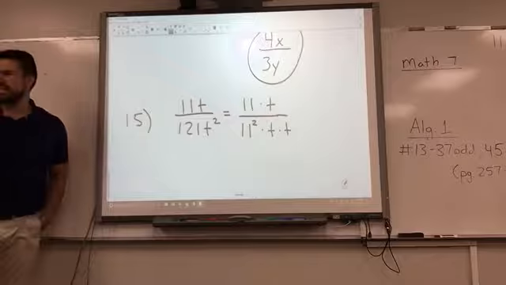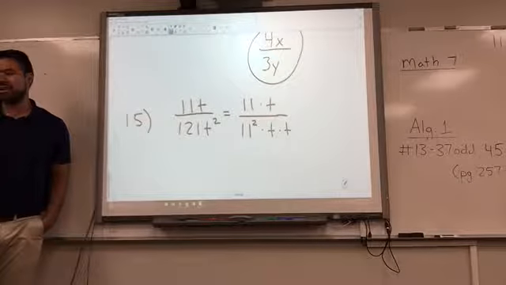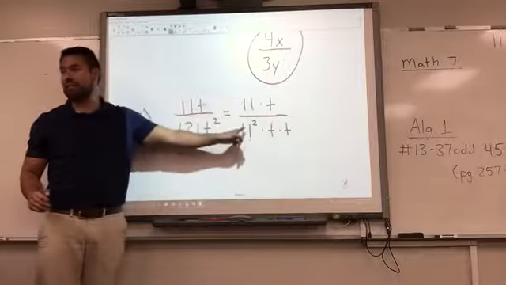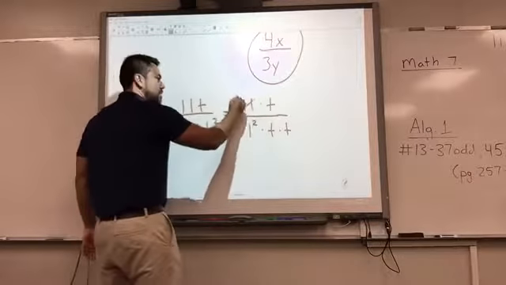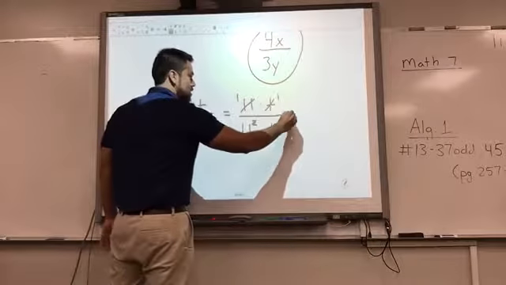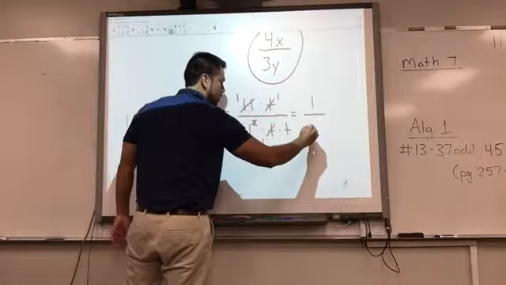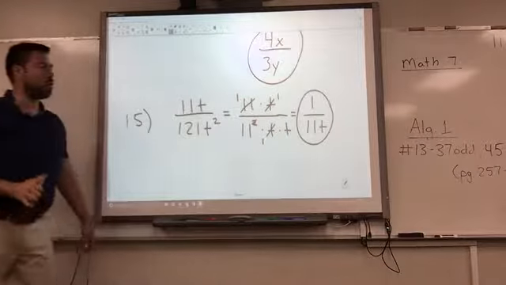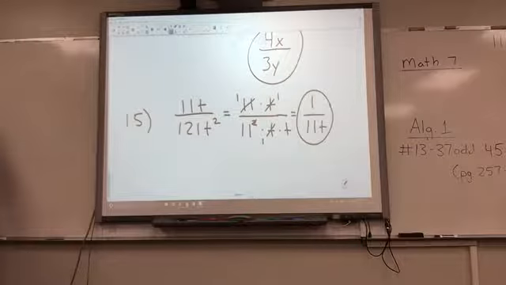So you're looking at it saying, okay, are there any common factors? Yeah. Don't both of them have at least 11? So that crossed out becomes 1. I'm going to cross that guy out. And then they both have a t. So you should have been left with 1 over 11t. How many of you got 1 over 11t? Okay, good. You're getting it.